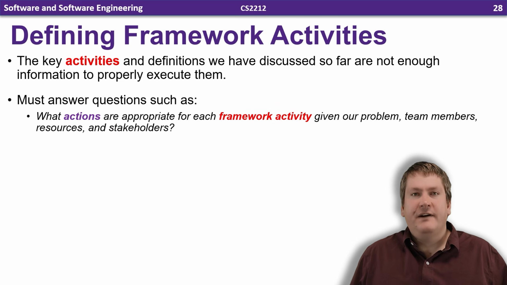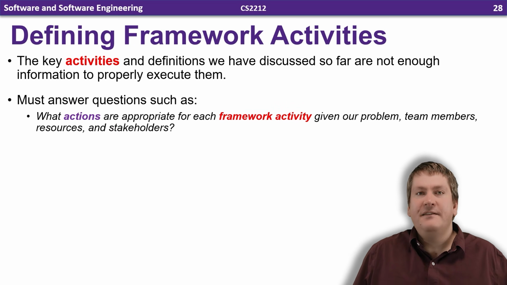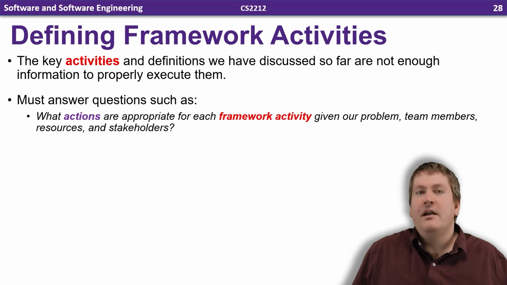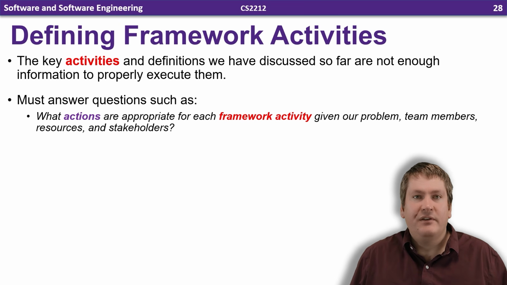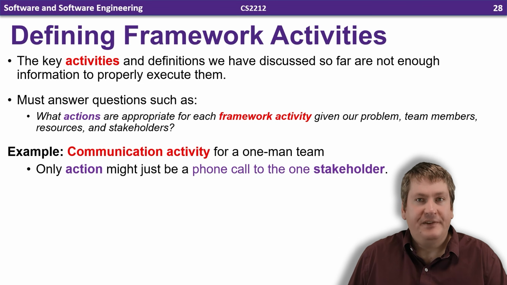So how do we start defining activities for our process? As you may recall, an activity is a set of actions that must be completed during the activity. So we must ask what actions are appropriate for each framework activity given our problem, team, resources, and stakeholders. Let's now take a look at an example.